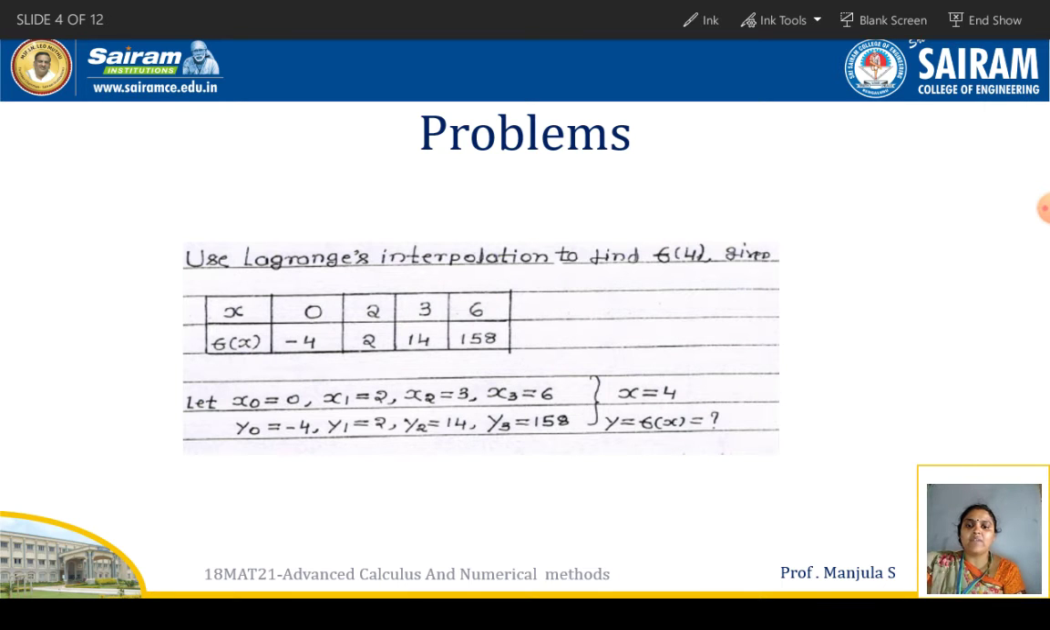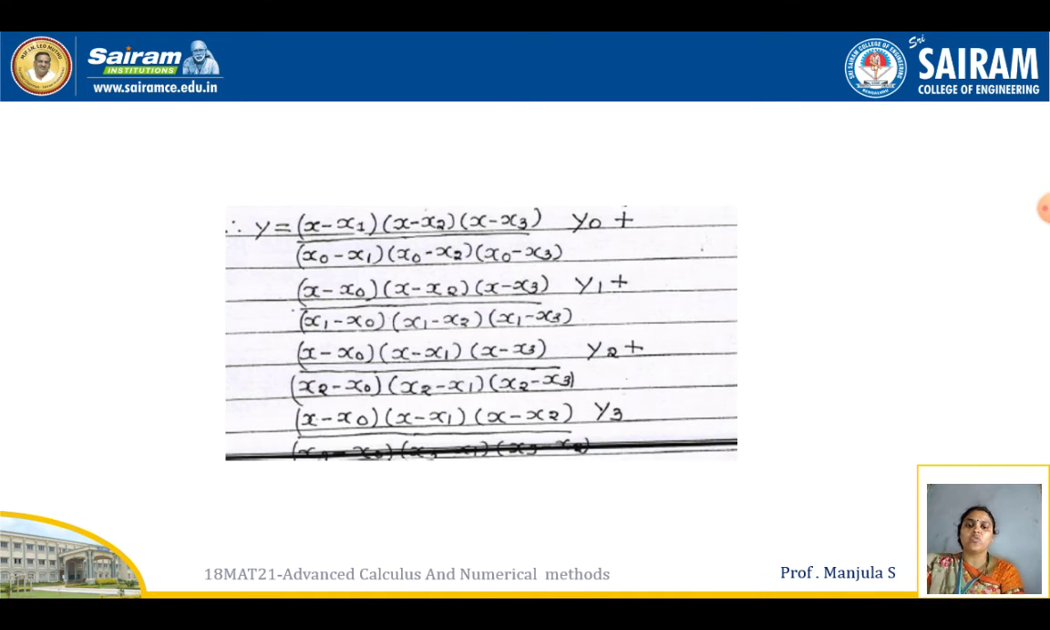First, name the given values. Let x0 be 0, x1 be 2, x2 be 3, x3 be 6. The corresponding y values are y0 is minus 4, y1 is 2, y2 is 14, y3 is 158. Here they asked us to find the value of y, that is f of x, at x equals 4. So this is what we have to find now.